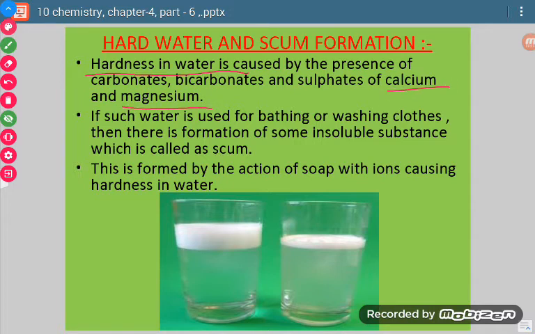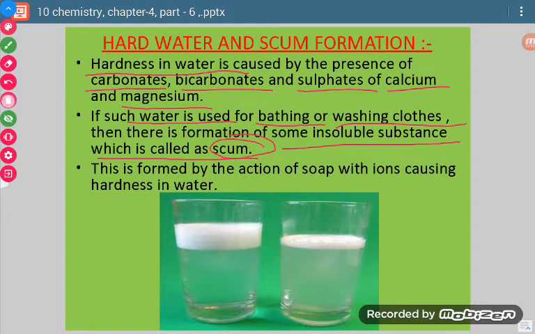Now these ions you have studied: carbonate ion CO3 2 negative, bicarbonate ion HCO3 1 negative, sulfate ion SO4 2 negative. So if out of these 5 ions, calcium Ca2 positive and magnesium Mg2 positive, any one ion is present, then we will say it is hard water. Now if we use such water for bathing or for washing clothes, there is formation of some insoluble substance. That insoluble substance which is formed is called scum. What is the name? Scum. And how is it formed?